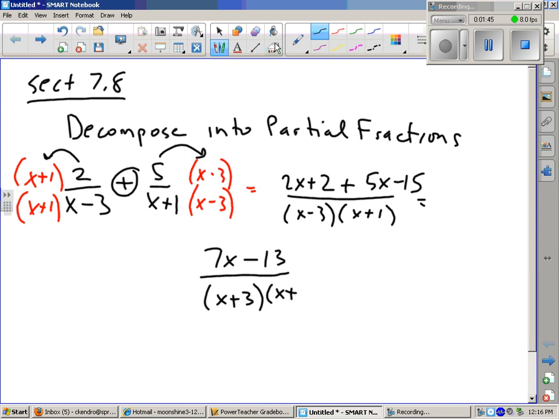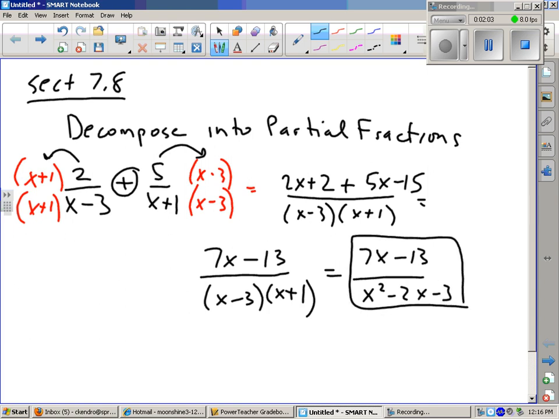minus 3, and x plus 1. Going a little bit further, I could FOIL the bottom, and I get 7x minus 13 over x squared minus 2x minus 3. So this was found when you're adding those two together.